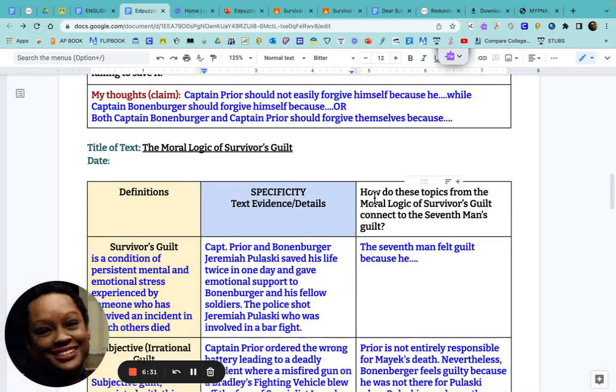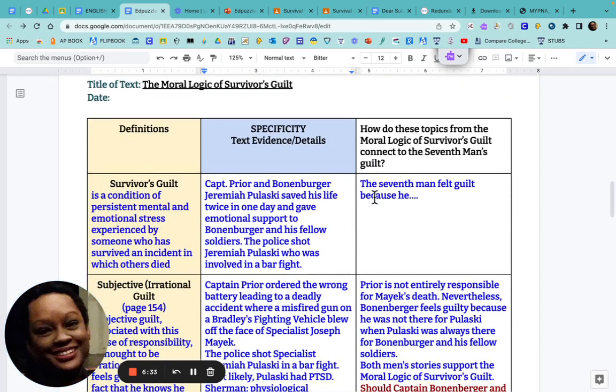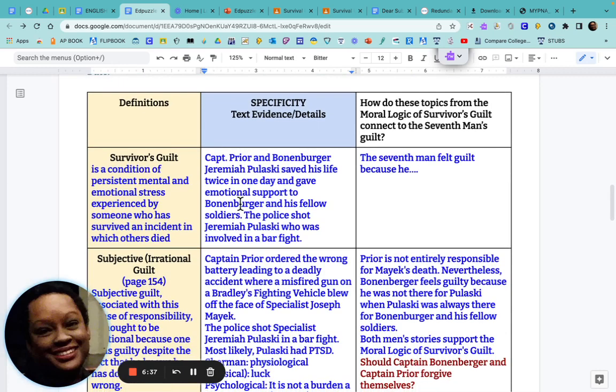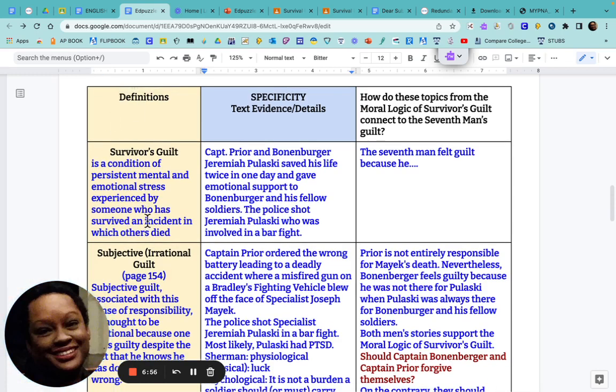Now, you're going to do the exact same thing you did on the previous page. Okay, now, as you can see here, when I created my chart, I had to remember what all these examples of guilt were. So I did that for myself because I wanted to put myself into my students' shoes. And so I put all of this over here. Hint, hint, you guys might want to do the same thing.